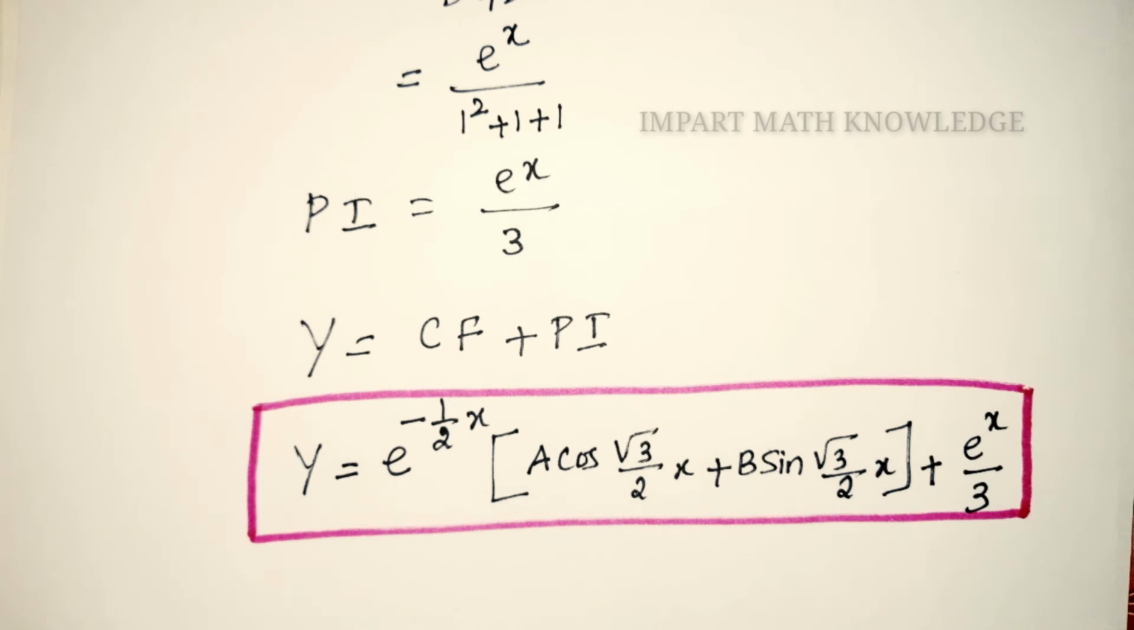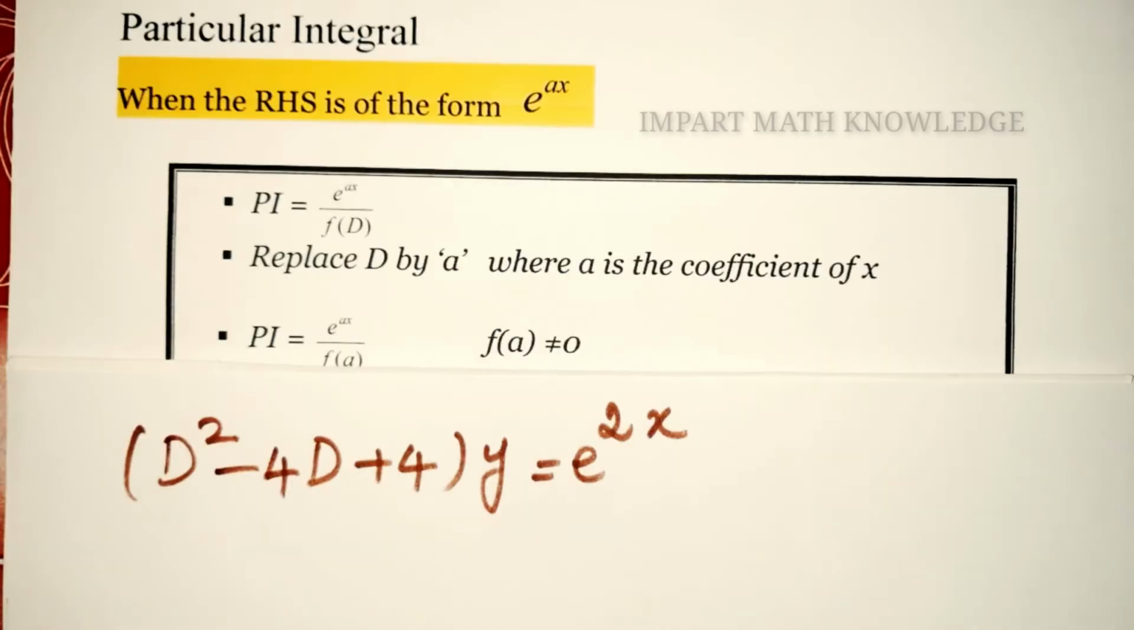For solving the problem, first you have to find the complementary function and then you go with the particular integral. The right hand side is e power ax, so the particular integral is e power ax by f of D. Then replace D by a. Finally, you get y is equal to e power minus 1 by 2 x (a cos root 3 by 2 x plus b sin root 3 by 2 x) plus particular integral e power x by 3.